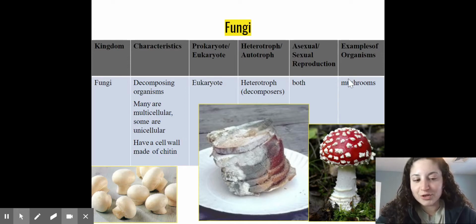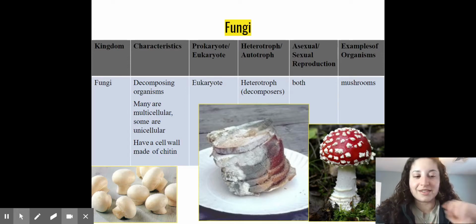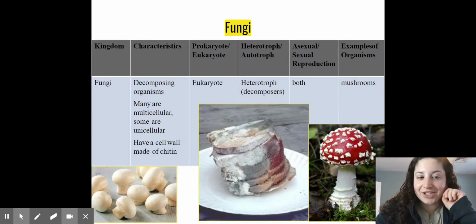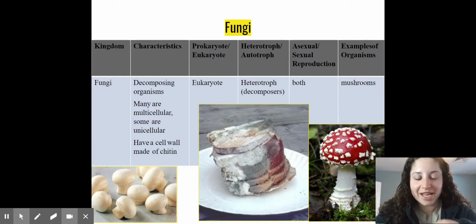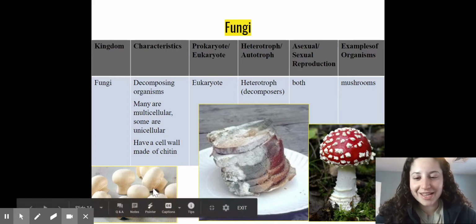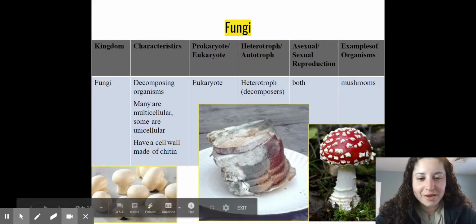Some great examples of this are mushrooms. If you've ever put mushrooms on your pizza or just eaten mushrooms in general, you're not actually eating a vegetable, you're eating a fungus, which is also fun to do. So these are the edible mushrooms. These would be a poisonous mushroom, and then bread mold is another example of a fungus.